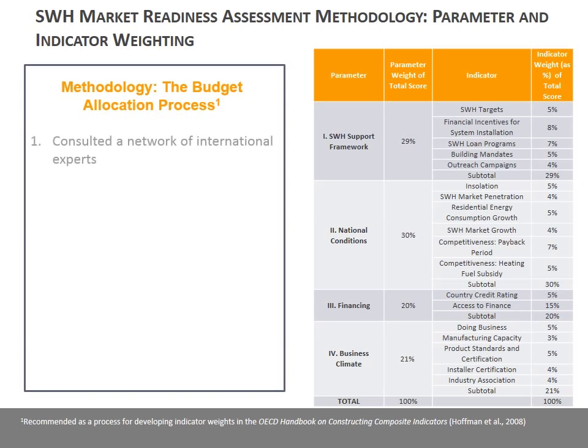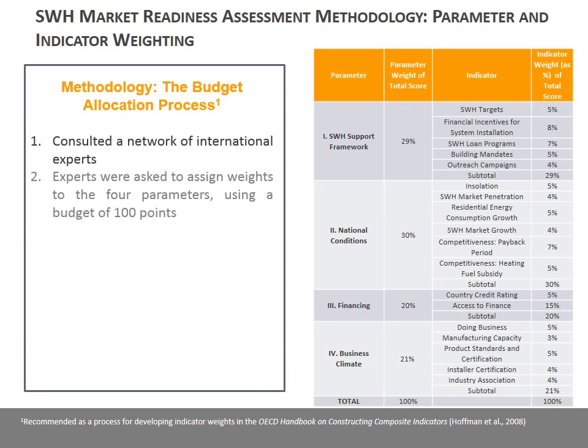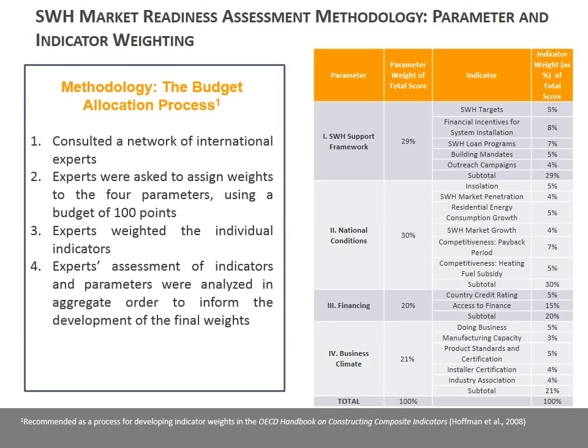The budget allocation process was conducted then in 3 steps. First, the experts were asked to assign weights to the 4 parameters using a budget of 100 points. The parameters were weighted based on experts' judgment according to the relative importance to enabling environments for solar water heating. Second, the experts weighed the individual indicators. Third, the experts' assessment of indicators and parameters were analyzed in aggregate in order to inform the development of the final weights.